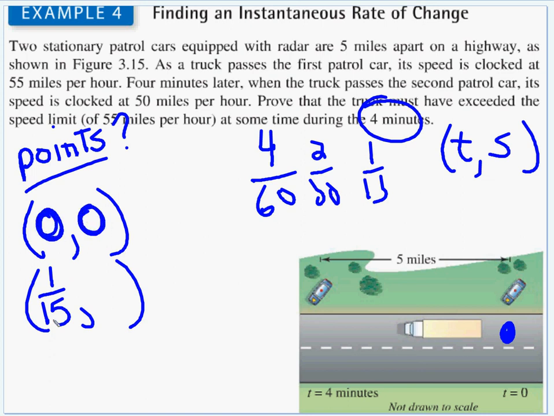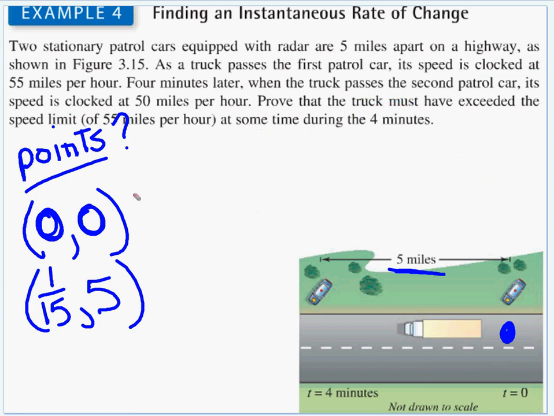So let's see. We are at different heights. Our outputs are at different heights. So this is not Rolle's. This is going to be the mean value theorem. And if we find the slope between these two points, that's going to be the average value over the interval. So let me get this picture out of the way.